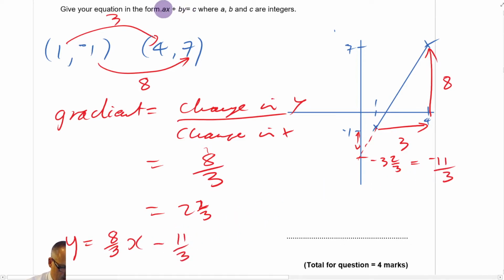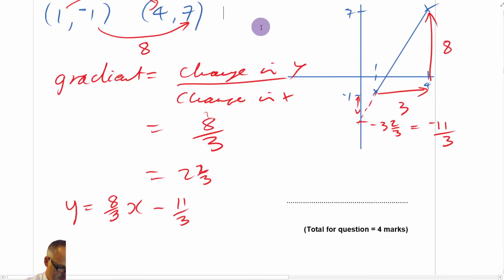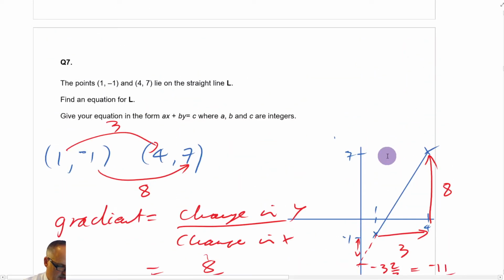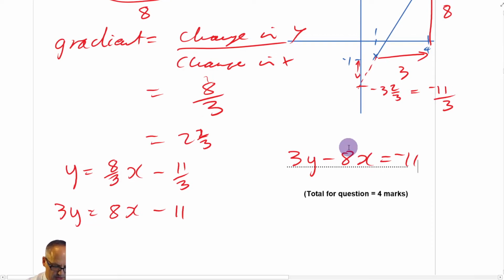But we've got to write it in this form where a, b, and c are integers. Integers means whole numbers. So we've got to get rid of the 3. So we times everything by 3. We get 3y equals 8x minus 11. And we've got to get the 8x to the other side. So we finish off with 3y minus 8x equals minus 11, to get it in the format that they want, where a, b, and c are all integers. Okay? Integers means whole numbers that can be positive or negative.